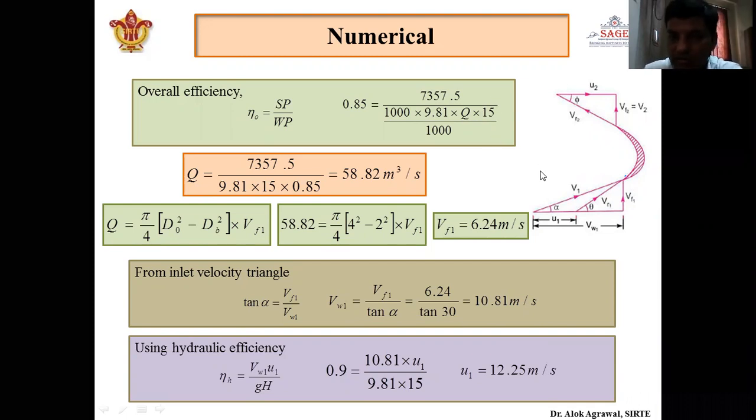In the next class, we will discuss the draft tube. We have seen that the draft tube is a mandatory component in case of reaction turbine. So what is the main function of the draft tube? What is the derivation associated with the draft tube? And we will also try to solve a few problems related to the draft tube.